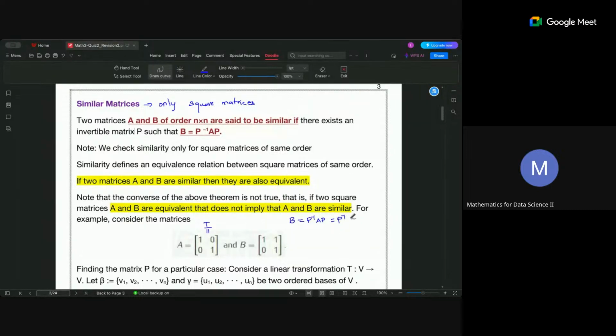So P inverse IP becomes simply P inverse P. And according to the definition of the inverse of a matrix, this is again the identity. But is B equal to the identity? No, B is not equal to the identity. So A and B are not similar.